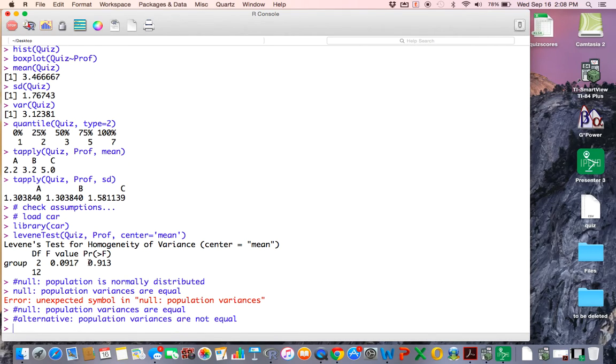So we have a p-value of 0.913, so we would fail to reject the null. What we can conclude is that we can't reject the statement that the population variances are equal. It doesn't mean the population variances are equal, and I want to stress that. A lot of people want to run out and say, well, we have equal variances because our p-value is greater than 0.05. It doesn't say that. There's just not enough information.